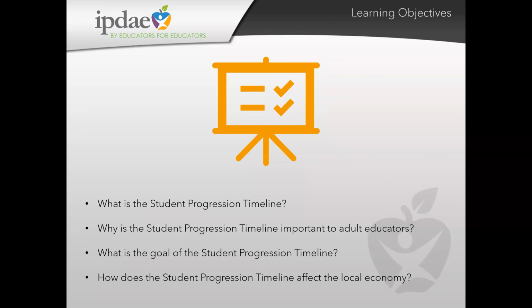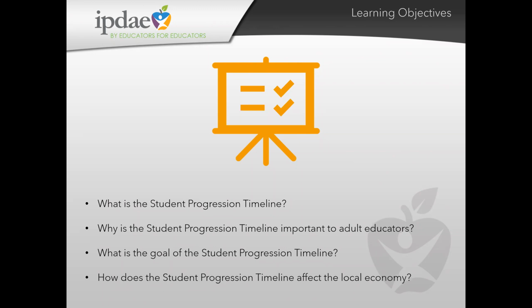The third question we're going to address is, what is the goal of the student progression timeline? Today, we're going to discuss the end goal of the timeline as it pertains to in-field job placement. We're going to discuss the role of the job placement specialist, of industry advisory committees, and industry partners in their various roles, as they work together collaboratively to establish a network of employers.